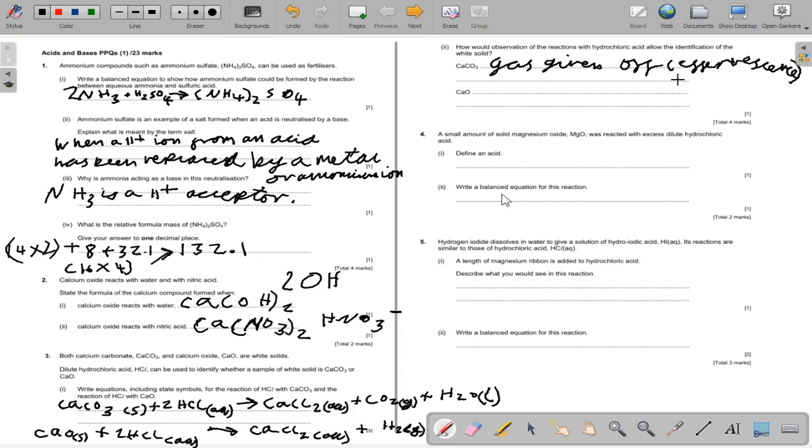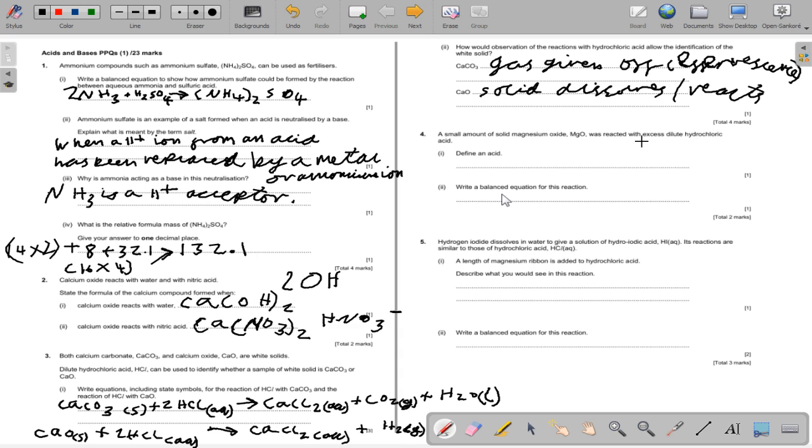Like that. Although spelling the word is quite a chore. So just write gas evolved or gas given off for this particular question. And for this one, solid dissolves. Gives you the marks. You could also write solid reacts.